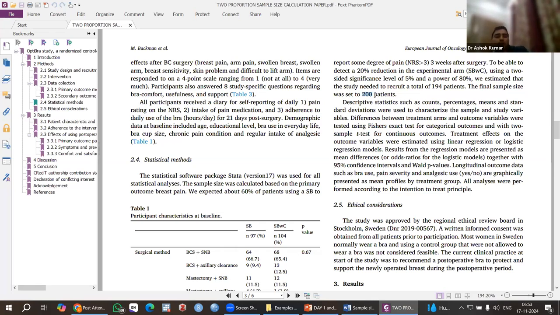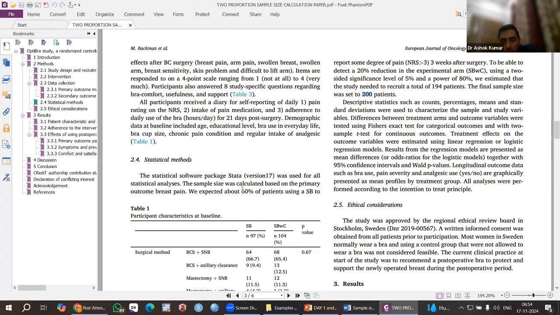Total 194 patients. So in each group, or in total, they have taken 200 patients. So in each group they have taken 100 patients. Okay, so what do you have to do? This is a proportion or mean comparison. First, we have to think about this. This is a comparison of proportion between two groups.